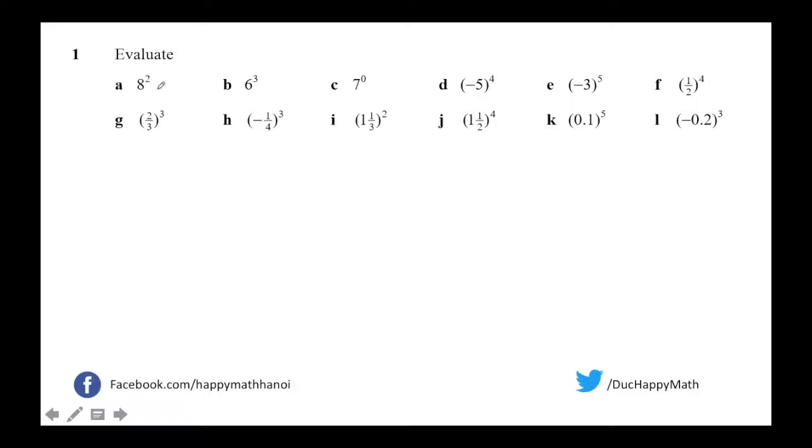8 power to 2 means 64, which is 8 times 8. 6 power to 3 means 6 times 6, so 36, times 6 equals 216. 7 power 0 always equals 1. Minus 5 power to 4 means minus 5 times itself 4 times, so we will get 25 times 25. Okay, so it's quite easy and you can type it in the calculator.